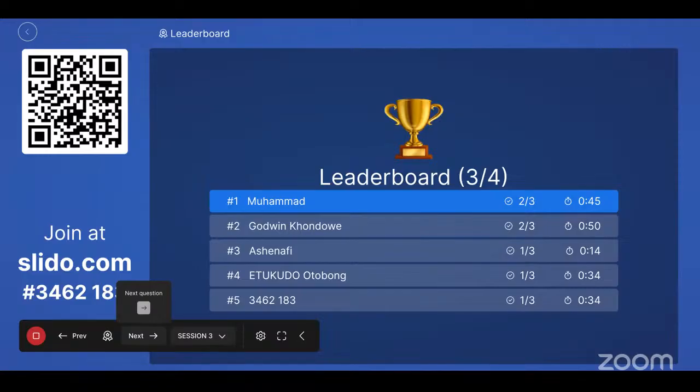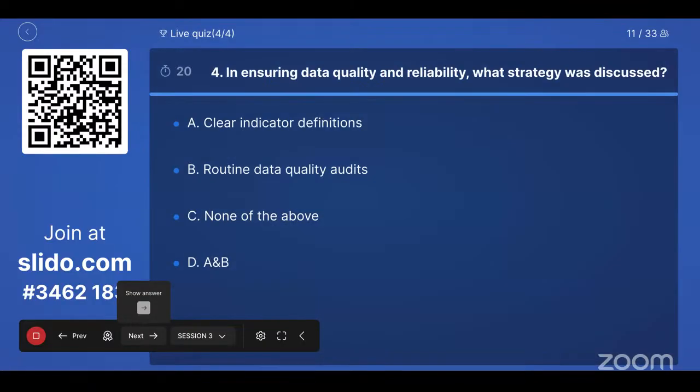Okay, so to our last question now. In ensuring data quality and reliability, what strategy was discussed? So which of all of these options were discussed in the morning if you are paying close attention to the facilitator's presentation? So fastest fingers.